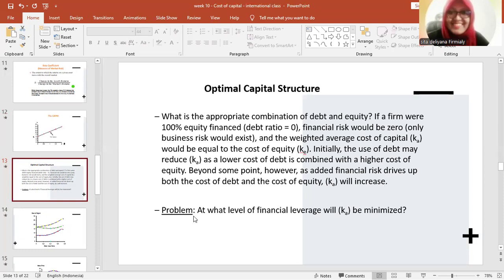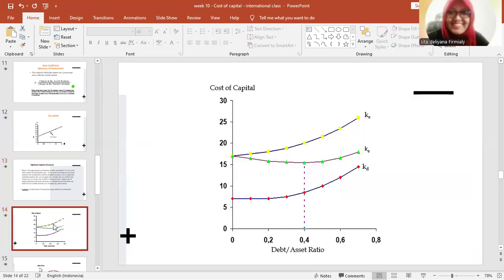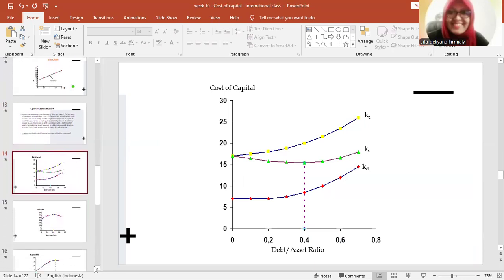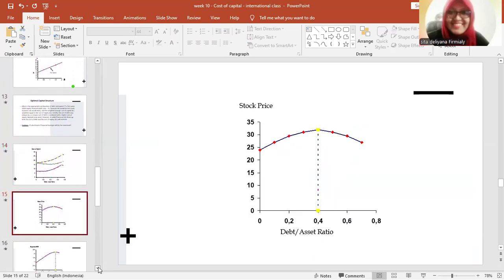Now, at what level of financial leverage will the cost be minimized? Technically, when we're dealing with financial leverage, that means we're dealing with external sources of funding. So it will be minimized at a lower debt-to-asset ratio, or lesser dependency on external debt, which means a smaller amount of debt. That means the financial leverage will be decreasing as well. Remember.